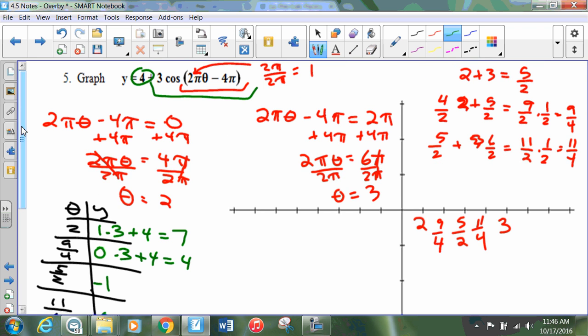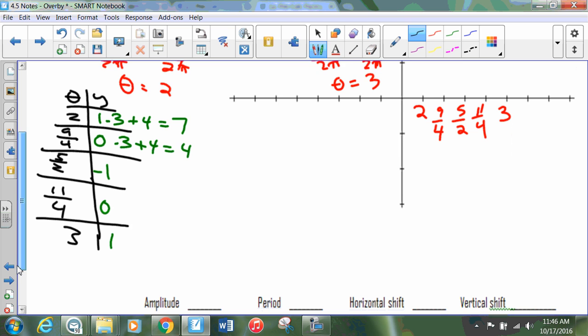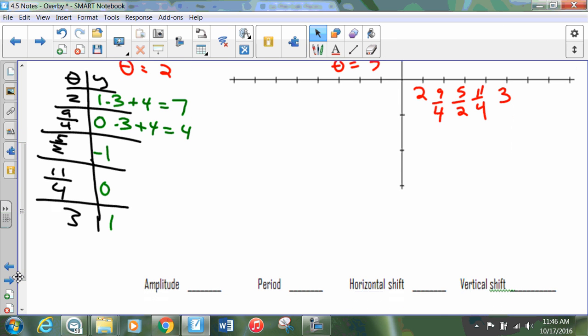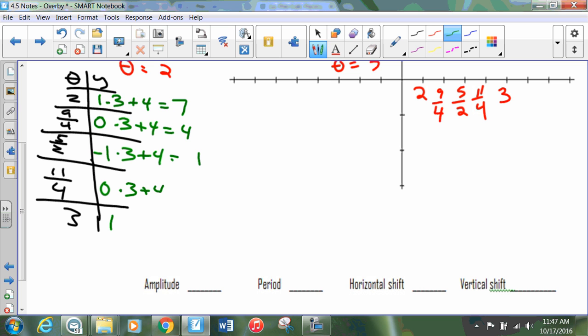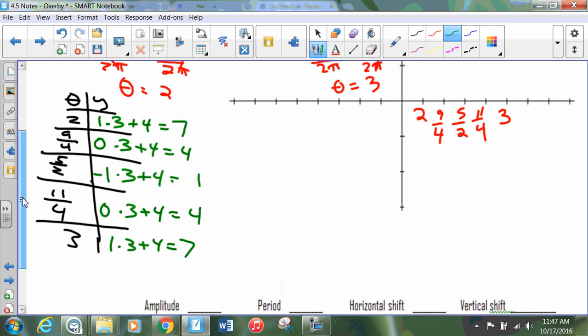This part we already know the answer to. That's our 1, 0, negative 1, 0, 1. The 3 is what we have to multiply by, and the 4 is what we have to add. Does that make sense? Okay. So with negative 1, we've got times 3 plus 4, so that's negative 3 plus 4 is 1. Then 0 times 3 plus 4 is 4. And finally, 1 times 3 plus 4 is 7. You don't have to make the table. You can do the shortcut in your head. All right, let's do the table.